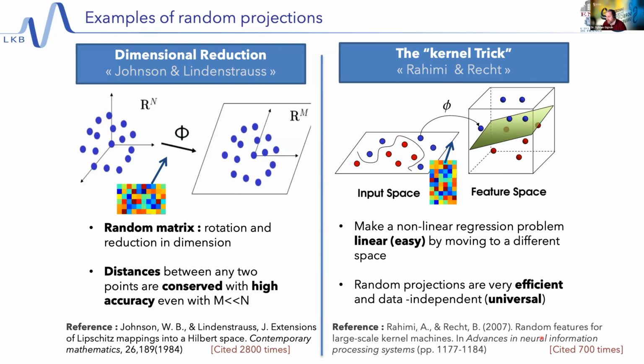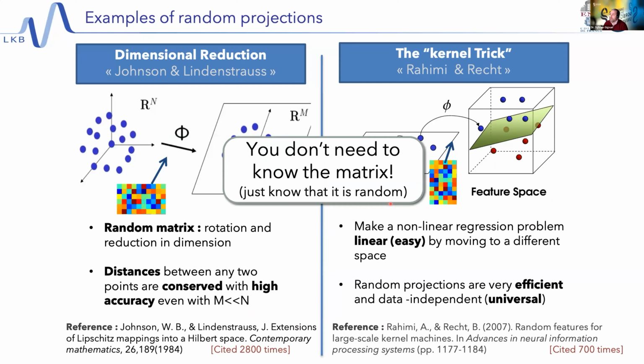And I'm just putting two references to show you that even though it's not mainstream signal processing, it's well-known, as you can see from the number of citations. Okay, for all of this, the beauty, and that's very useful from the physics point of view, is you don't need to know the matrix. You just need to know that it's random. That's all you need to perform this operation. So this is why doing it in an analog way is interesting.